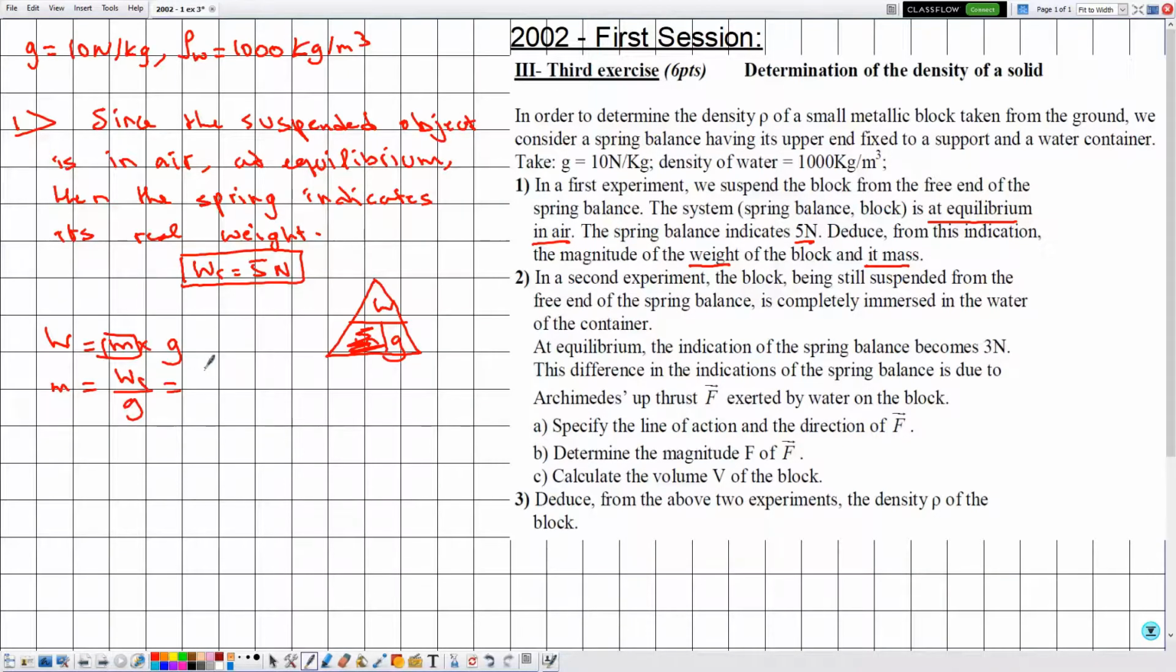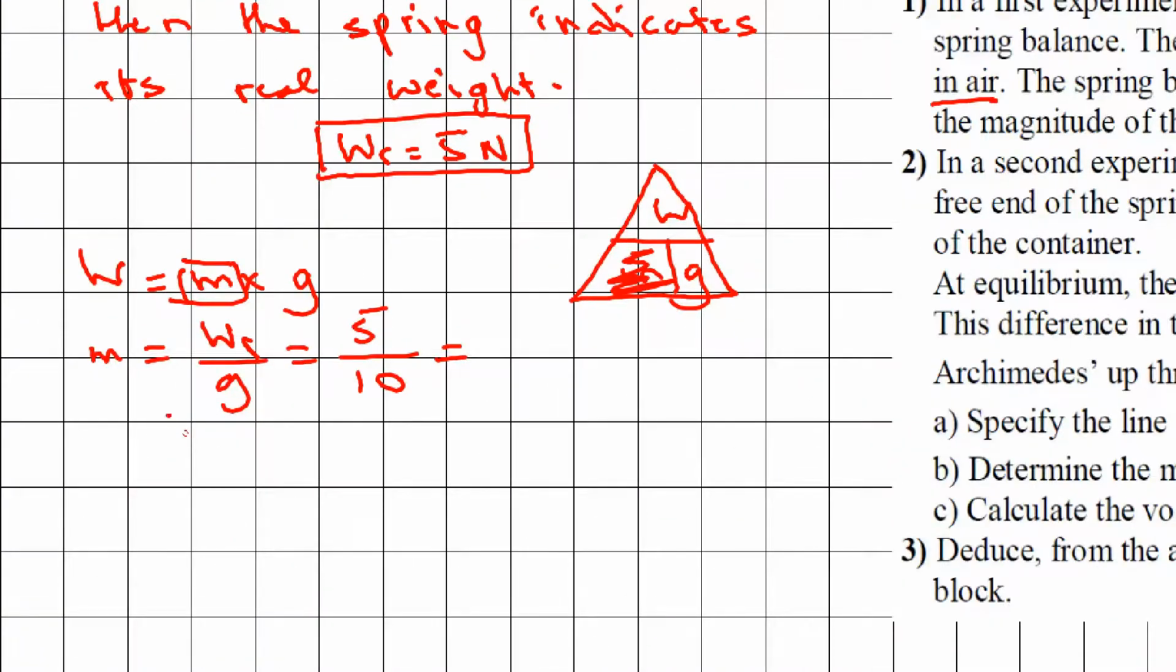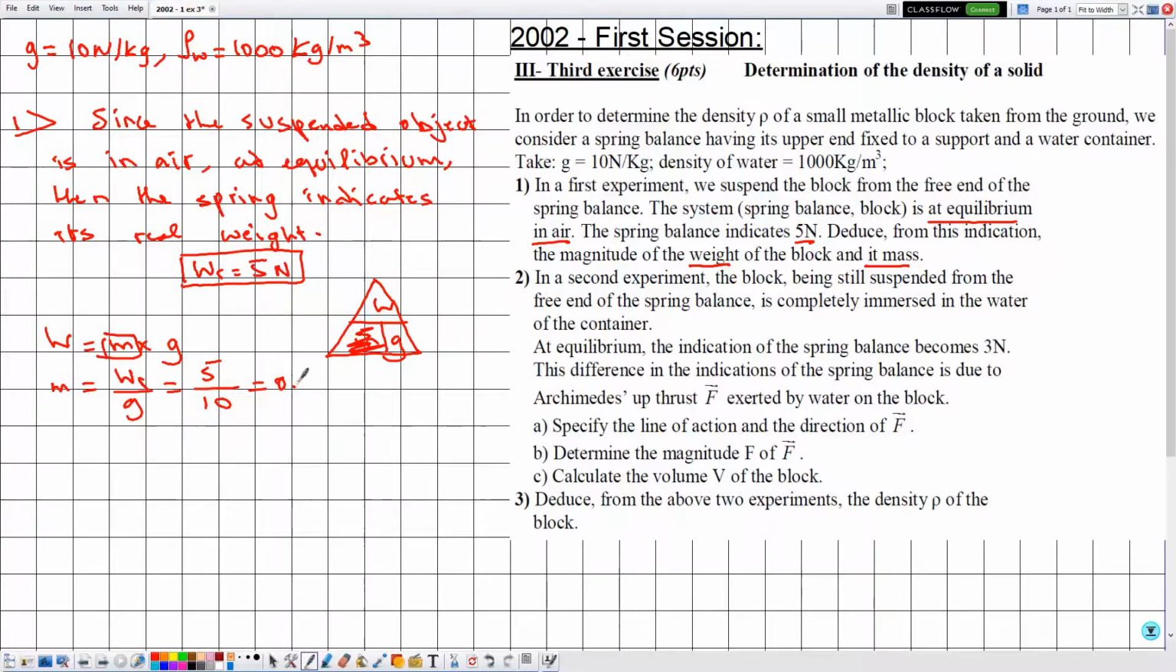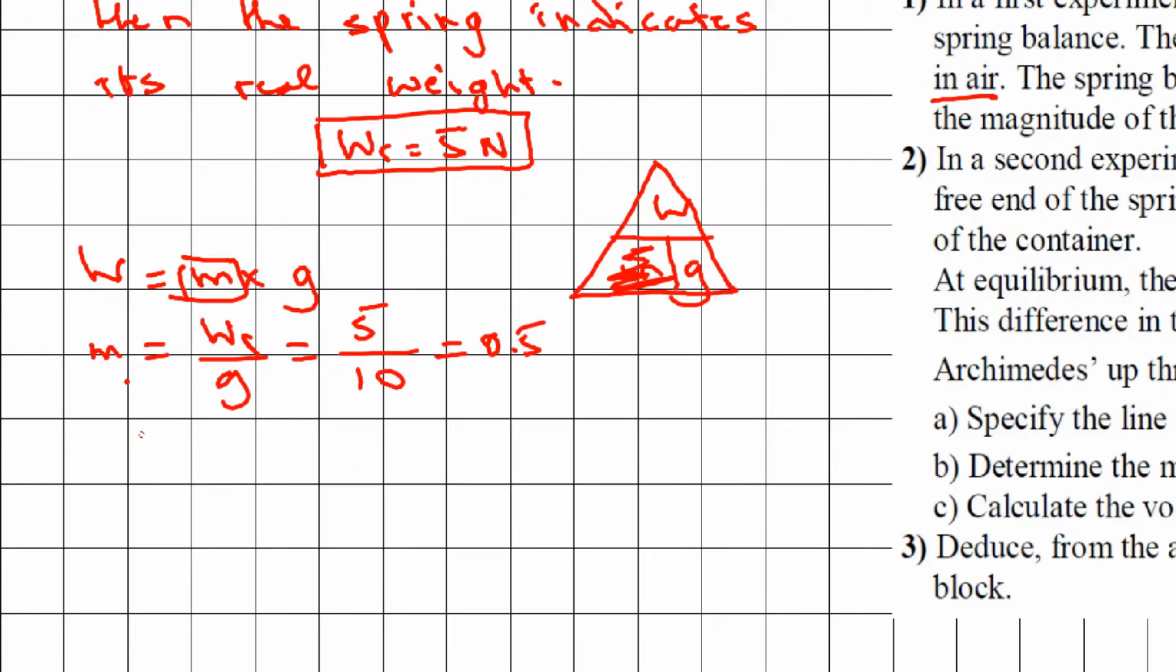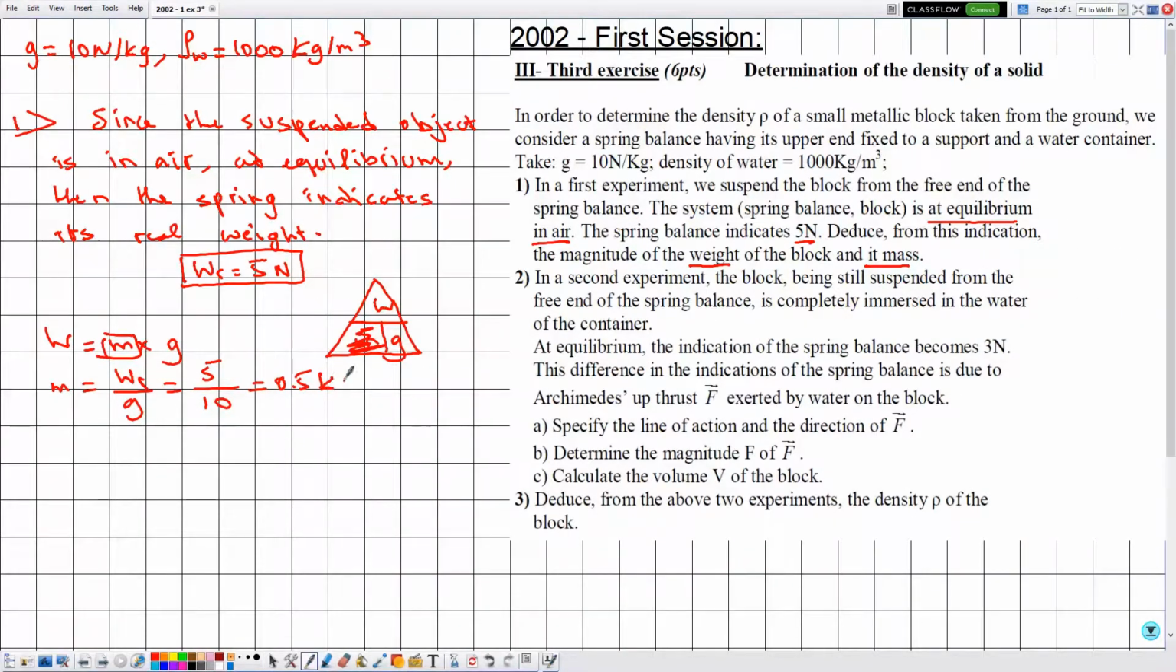So the real weight is given by 5 divided by the value of g, which is given by 10. So plugging this fraction on the calculator, the value of m will be given by 0.5. Since everything is in the SI, the value of m will be in kilograms. So the mass of this small metallic block taken from the ground is given by 0.5 kilograms. So here let me say that m is equal to 0.5 kilograms.